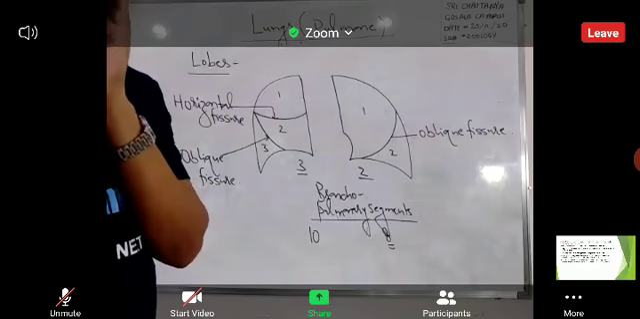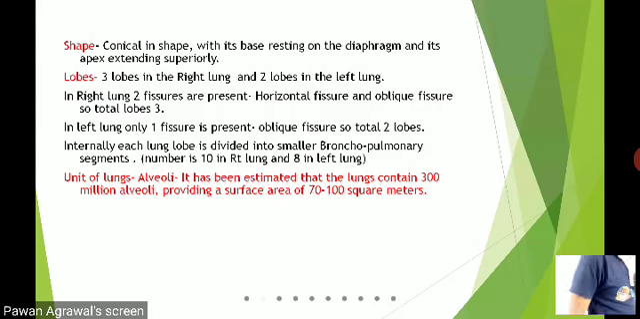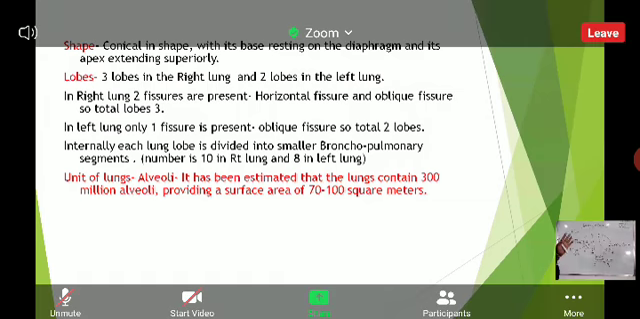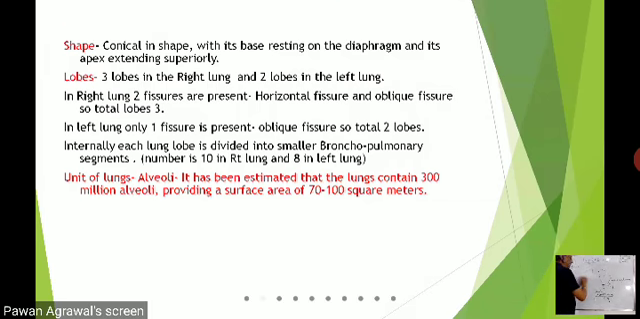Now, what is the basic unit of the lungs? That is known by us. The basic unit of the lungs is the alveoli. Approximately, on an average, 300 million alveoli are present in the two lungs. We have already discussed that.